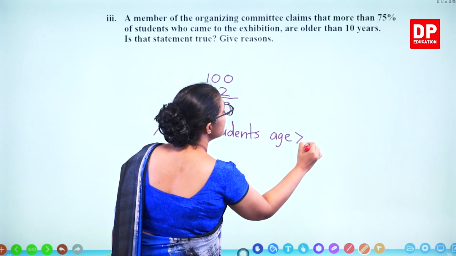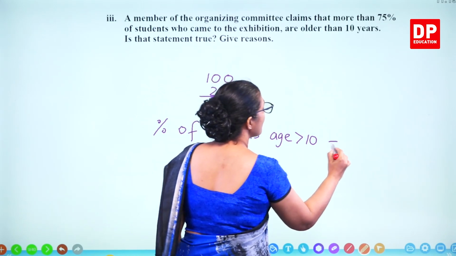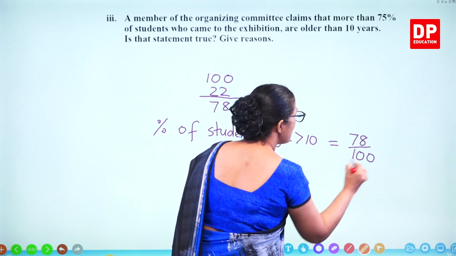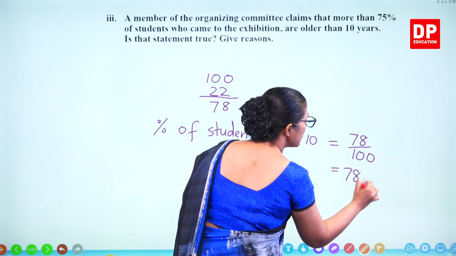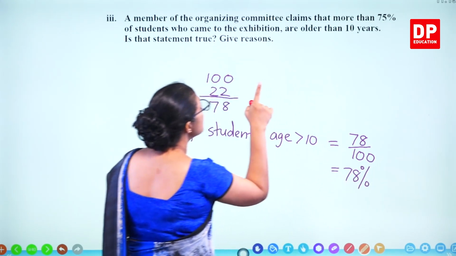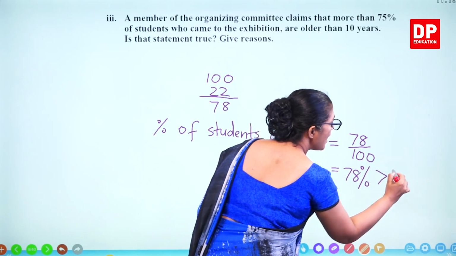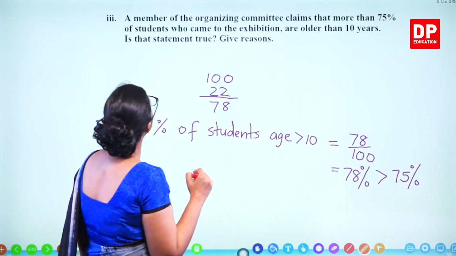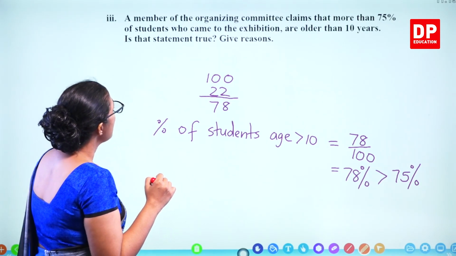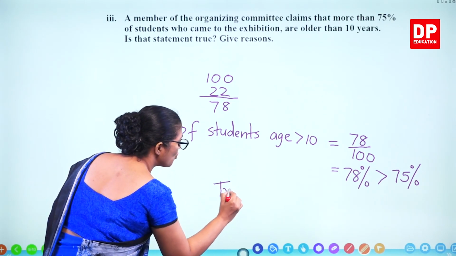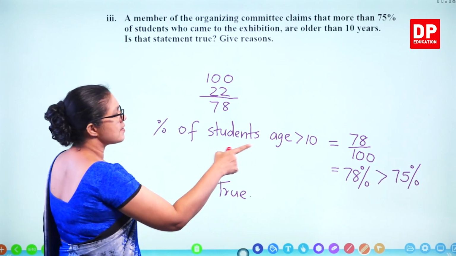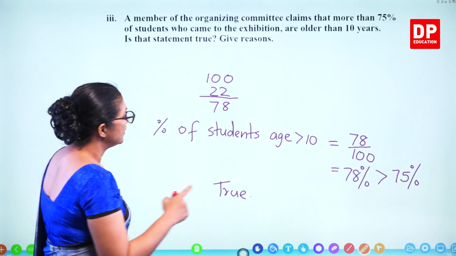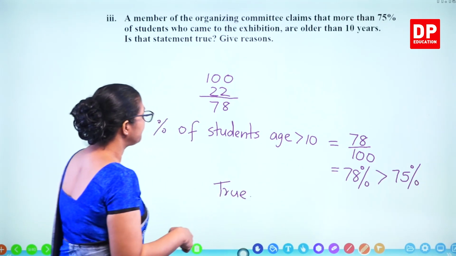Age more than 10. 78 students out of 100. That means 78%. So 78% is actually more than 75%. So what can you say about this statement? Is the statement true? Yes, it's true, because 78% is greater than 75%. So this is the reason.